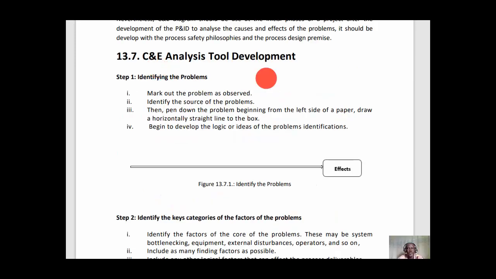C&E analysis development. Step 1. Identify the problems. Mark out the problem as observed. Identify the source of the problems. Pen down the problem beginning from the left side of the paper. Draw a horizontal straight line to the box. Begin to develop the logic or ideas of the problem's identification.